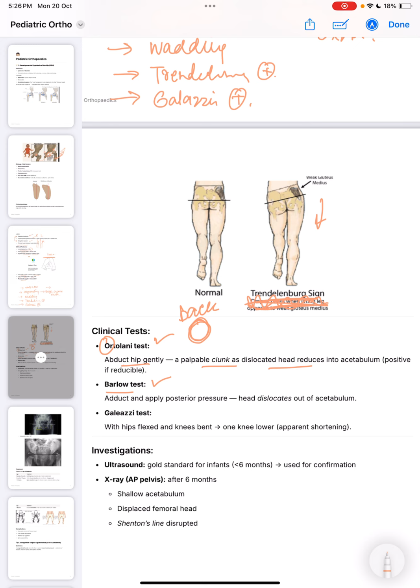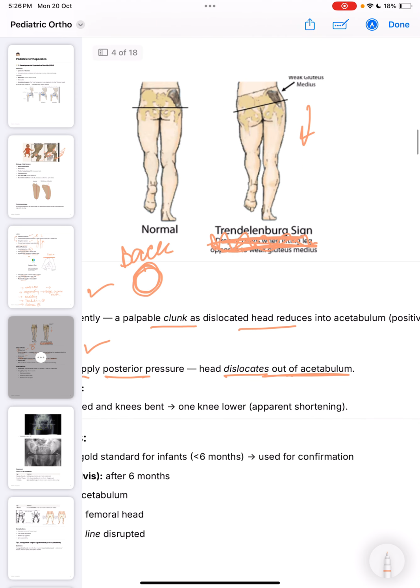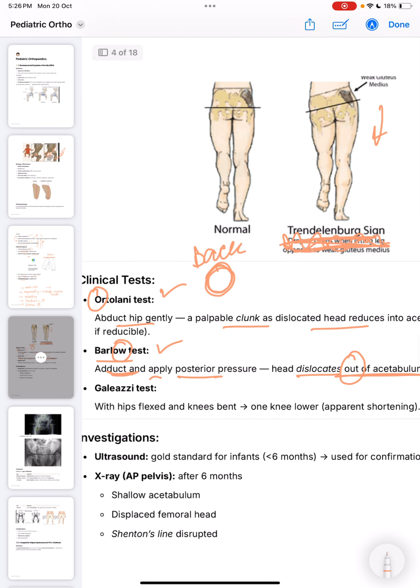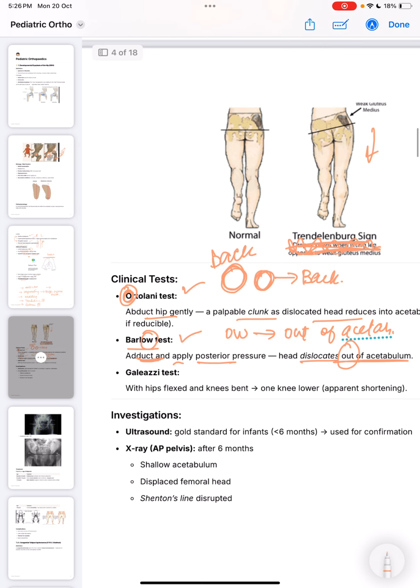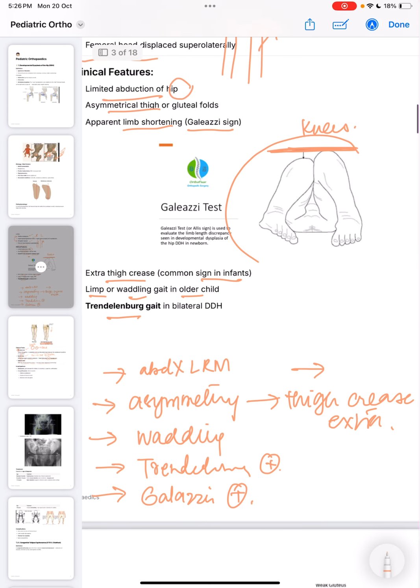And the way that I remember this is that Ortolani starts with O, meaning the ball is back. We are restoring the ball and socket mechanism. And then Barlow's test is where you adduct the leg and apply posterior pressure, and the head dislocates out of the acetabulum. So out means, like, ow, that fell off, right? Ortolani starts with an O, so we're going to put the ball back inside. And then the Galeazzi test is when the hips are flexed and the knees are bent, one knee is lower.